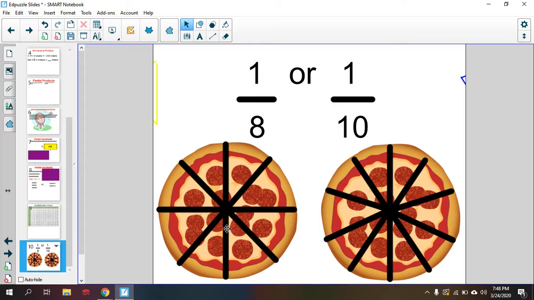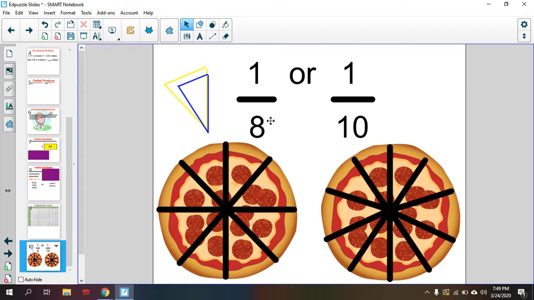So this whole has to be cut into 8 pieces because that's what my denominator tells me. And this one has to be cut into 10 pieces because my denominator over here says a 10. Now when I look at this, I can see that if this is the size of 1/8 and this is the size of 1/10, eighths take up more space than tenths, don't they? Yeah, so I know 1/8 would be bigger.